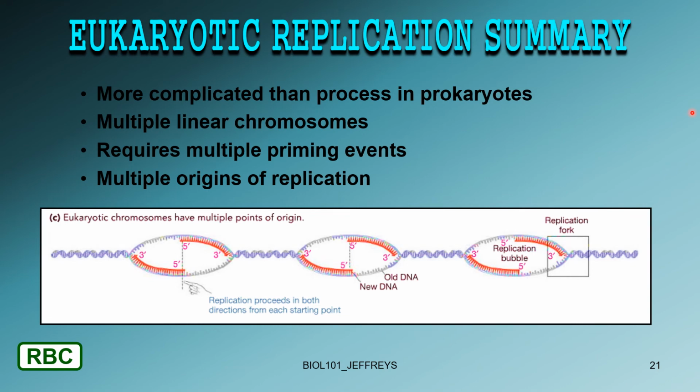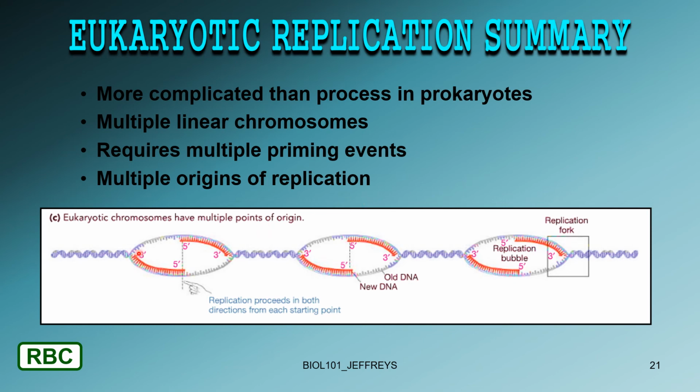Okay, so real quick, eukaryotic replication summary. It's more complicated than that same process in prokaryotes, as we'll see. Multiple linear chromosomes, so this is occurring many times, right? Because you have 23 chromosomes to take care of during the synthesis phase of the interphase of the cell cycle. Requires multiple priming events, one for each leading strand, but many for each lagging strand. And so there are multiple origins of replication because these things are really long, right?